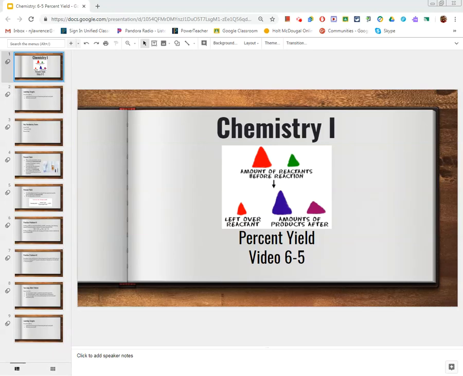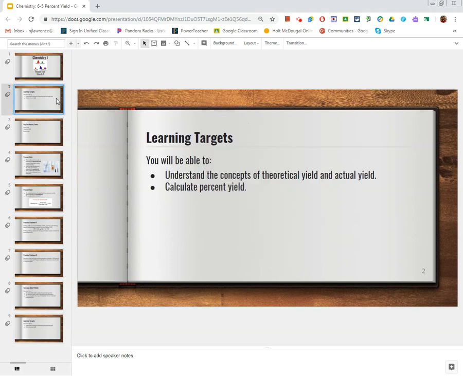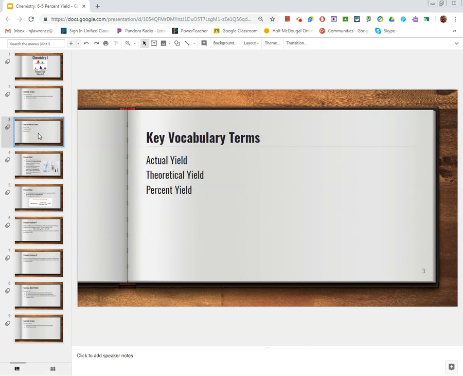Welcome to video 6.5 on the percent yield. In this video, you're going to learn the concepts of theoretical yield and actual yield. Then you will also be able to calculate the percent yield in a problem. So the key vocabulary terms are actual yield, theoretical yield, percent yield, and these terms will be covered in this video.